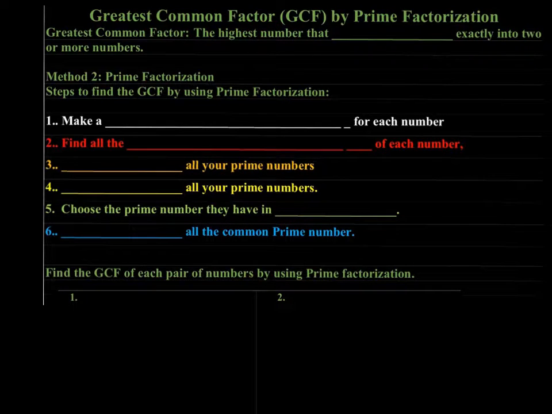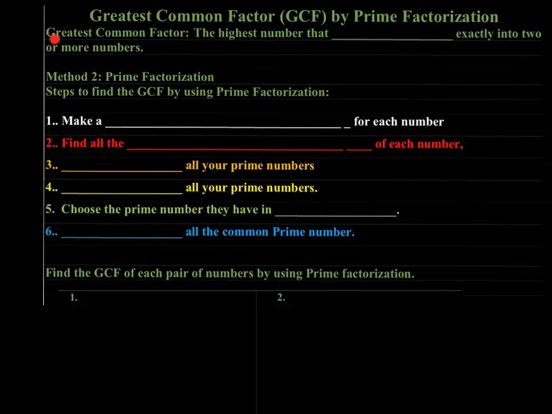Yesterday, all we did was list all of the factors and then find the biggest one. Today, we're going to use a different method. We're going to use prime factorization. If this word prime factorization is new to you, on the count of 3, please repeat after me. 1, 2, 3. Prime factorization. Try one more time. Prime factorization. Alright, good job.